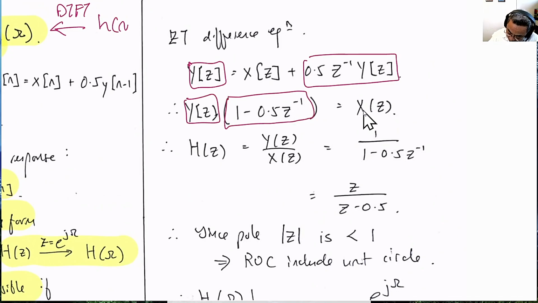Now all we are going to do is to say that H of z, the transfer function, is defined as the output in the Z domain divided by the input in the Z domain. So it's Y of z over X of z.